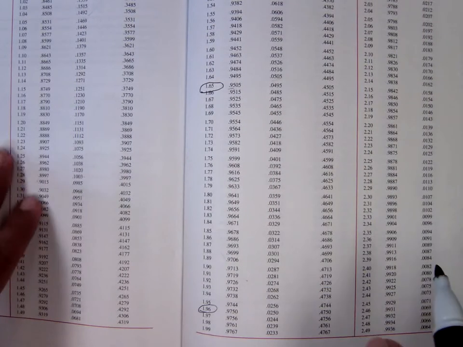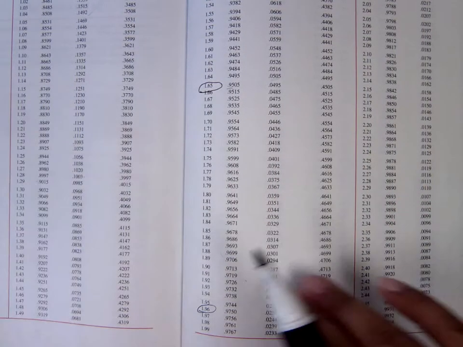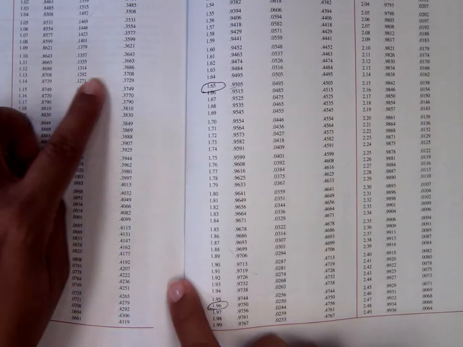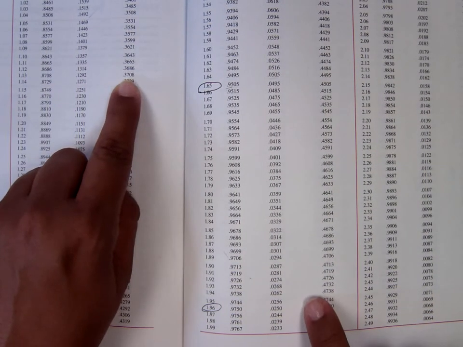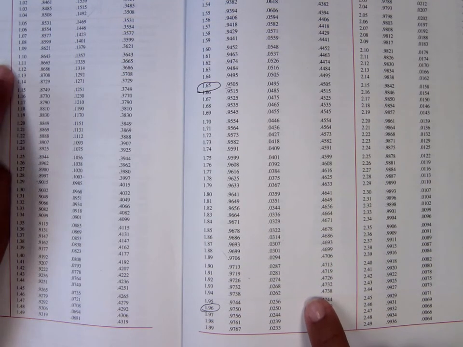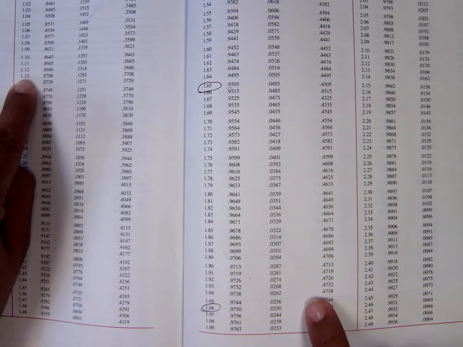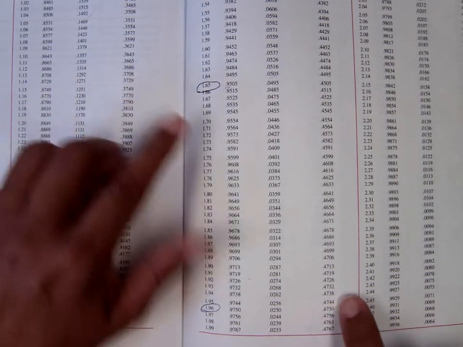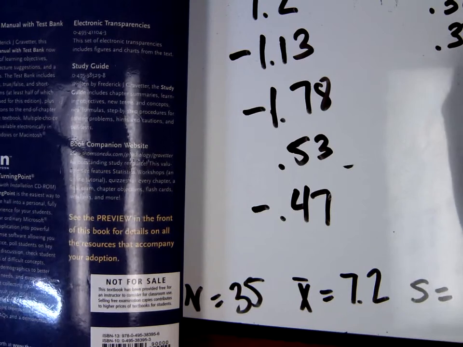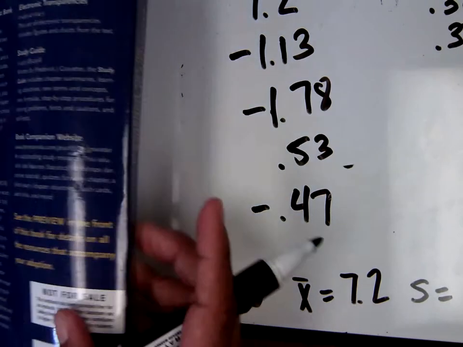Alright. Negative 1.13. Remember, probability is all positive, so you don't have a negative. You just find 1.13. 1.13 corresponds with 0.3708. Alright, and I'm going to go ahead and fill out the rest of the chart.